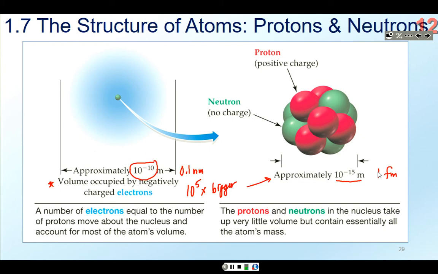The protons and neutrons in the nucleus take up very little volume, but essentially contain all of the atom's mass. Kind of mind-bending. I apologize if you are red-green colorblind, because this won't make any sense to you, but the protons are shown in red here. These are representing protons. And the neutrons, which have no charge, are the other remaining green spheres in this diagram. All right, so here's things that help you understand the structure of the atom. I hope you find that helpful.